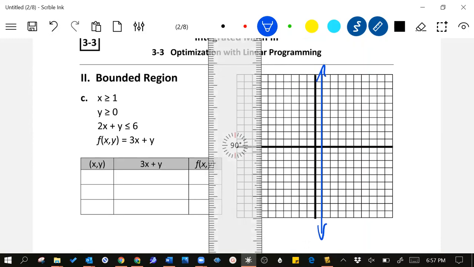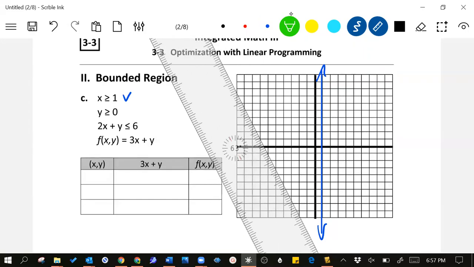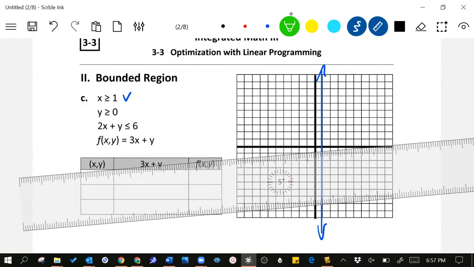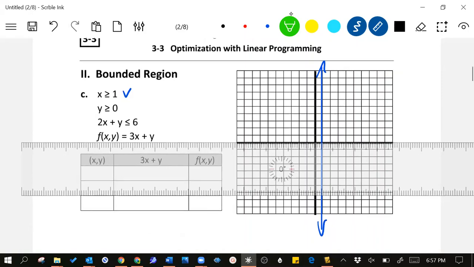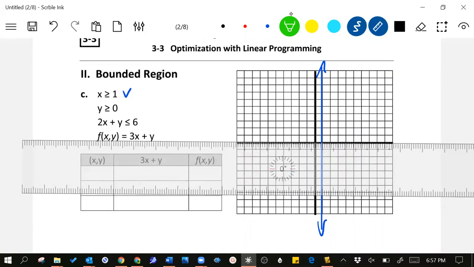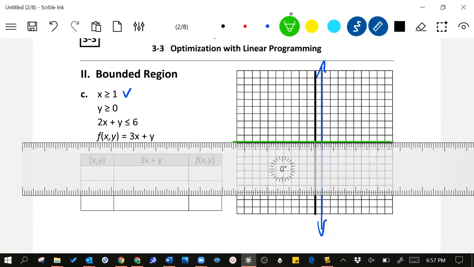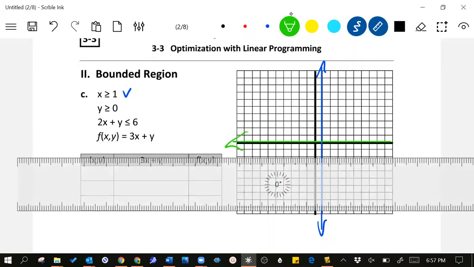Arrow, arrow, and a check to show that one's the blue. Then I'll do green for y is 0. Well, that's an easy one. It's right down here. It's the x-axis when y is 0. Okay. Arrow, arrow, and check.